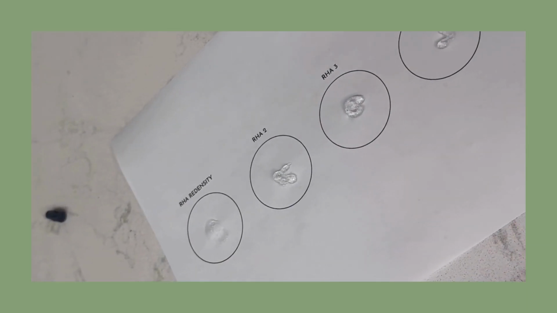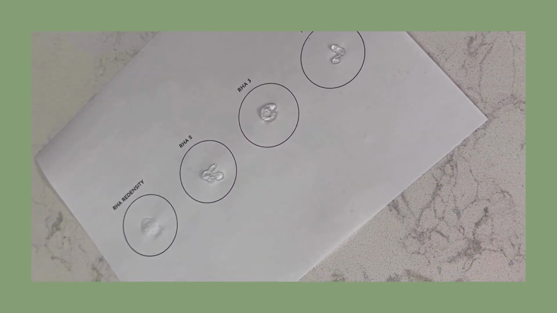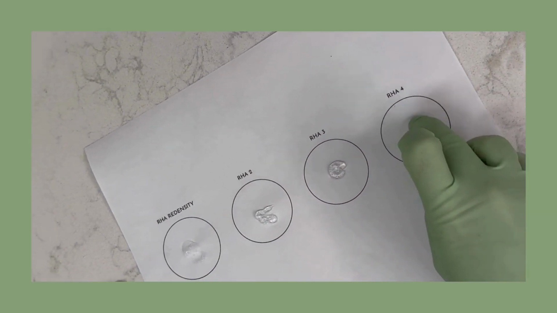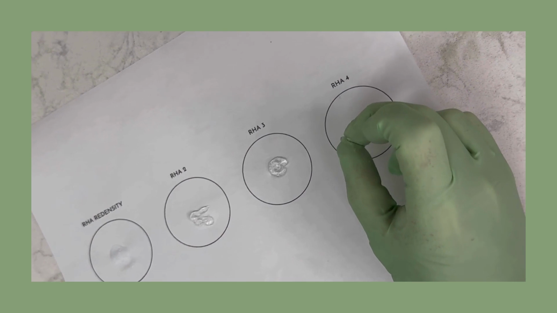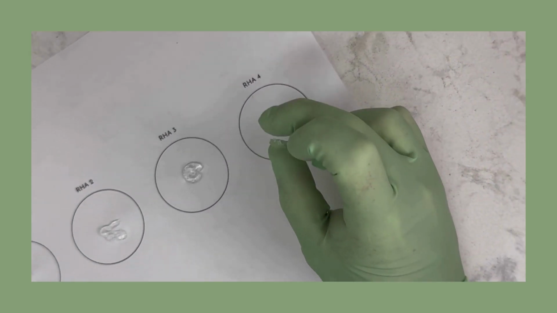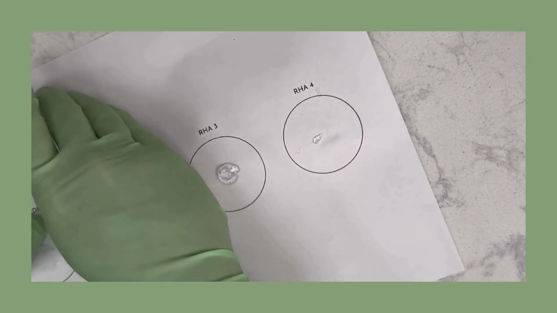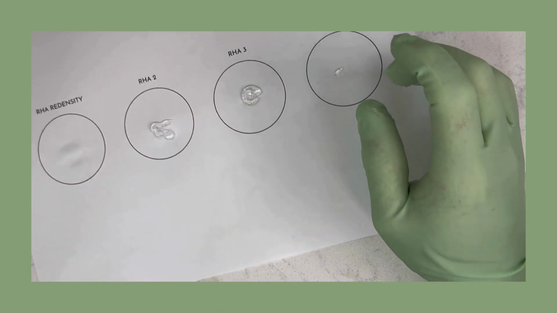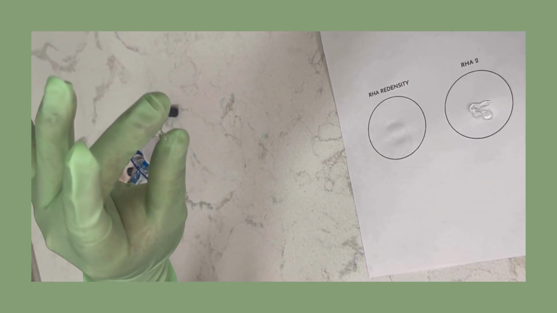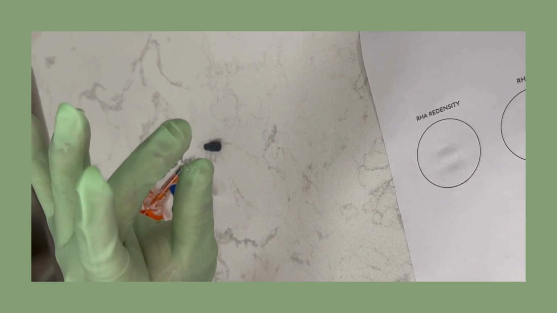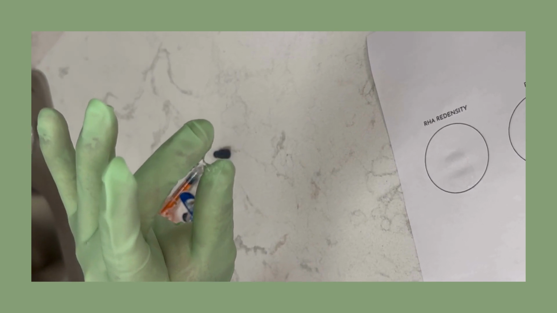But in addition to the amount of resistance to force, you have this thing called stretch, right? So if you look at the RHA 4, it doesn't really stretch as much, right? If you look at the density, let me try to get a little bit of my finger, you see how it kind of holds more like that? So redensity can actually stretch more than any of the other fillers.